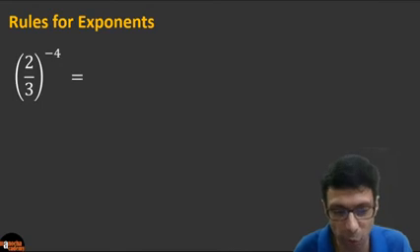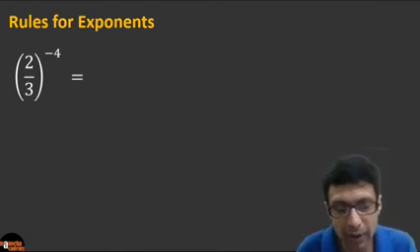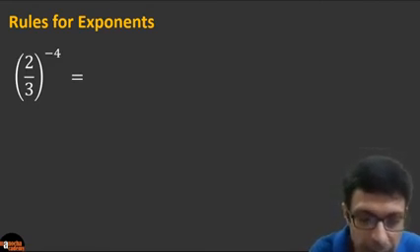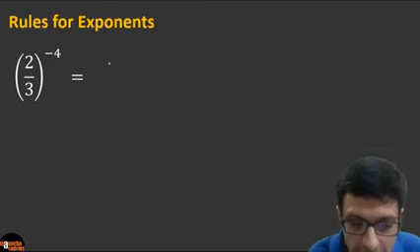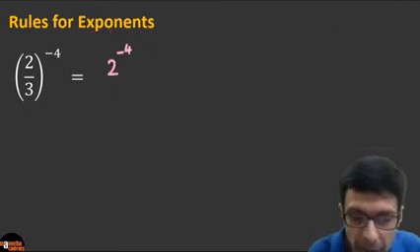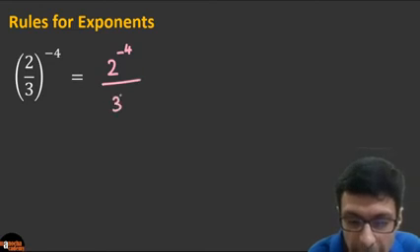And let's continue the rules. So what do we have here? This is an interesting case. We have (2/3) to the power minus 4. So what are we going to get here, guys? If you expand it, we'll use our previous rule, a^n / b^n. So we can write this as 2 to the power minus 4 divided by 3 to the power minus 4.